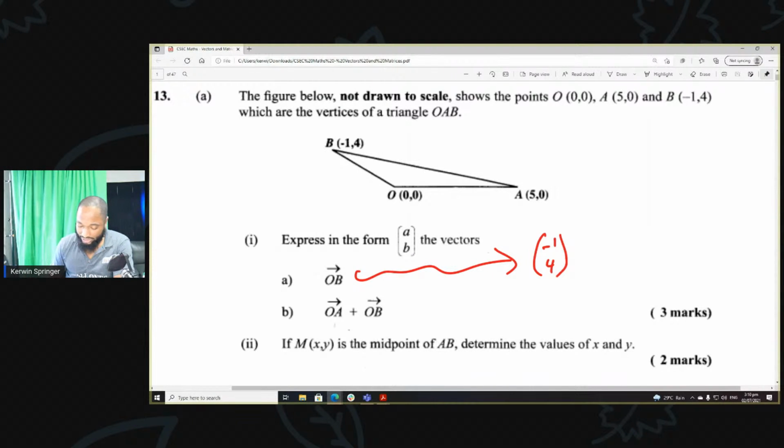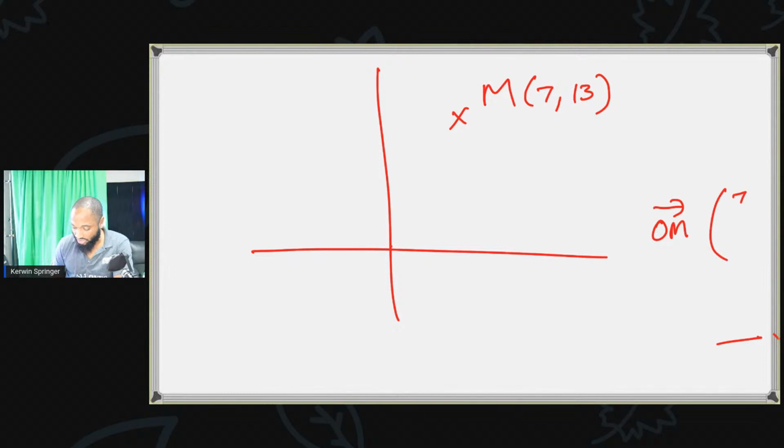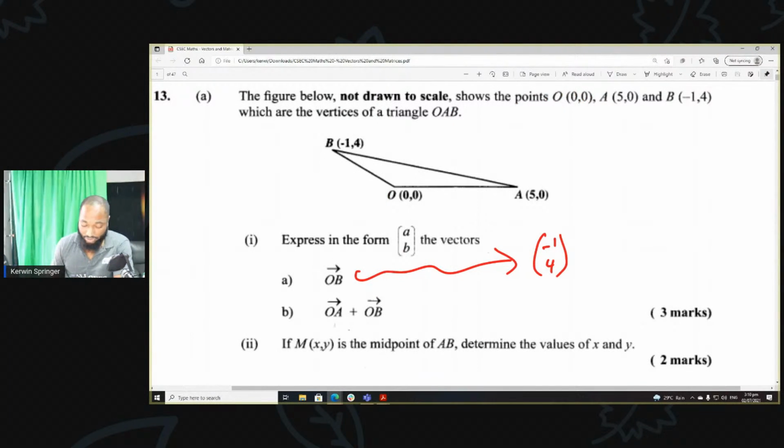If you know your vectors, if I tell you a point is here and the point is called M, and I tell you the coordinates of the point are 7, 13, then the position vector OM, meaning start from here to that, you just write it like this, 7, 13. If you didn't know that, you're in a dangerous place in life right now, but I'm helping you out here. So OB is -1, 4.